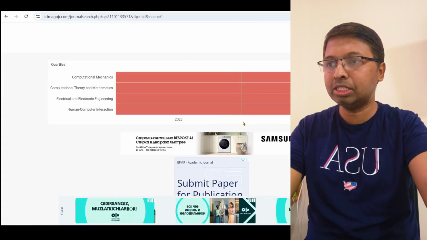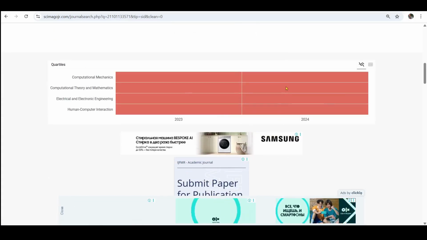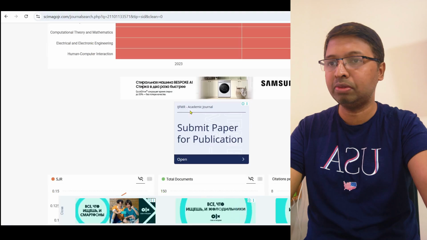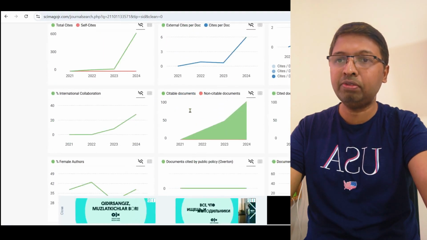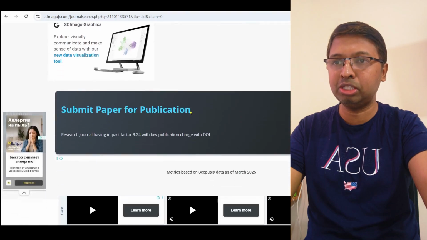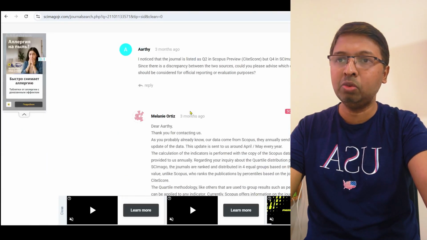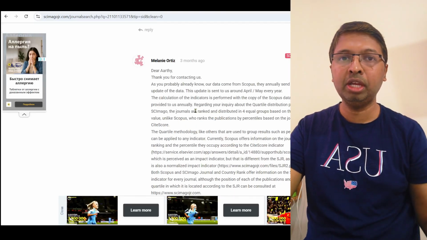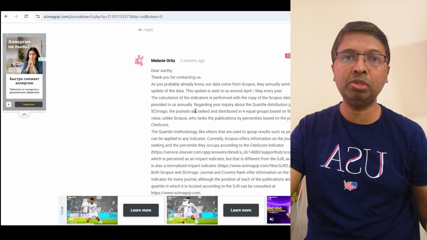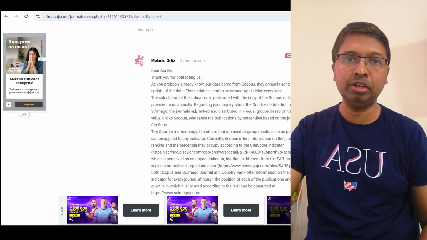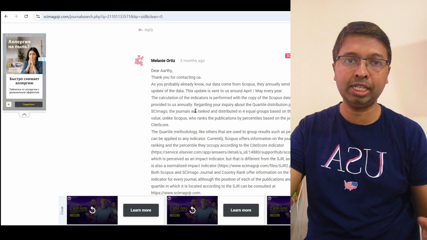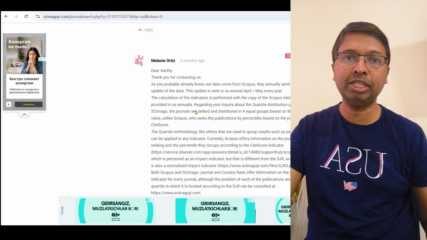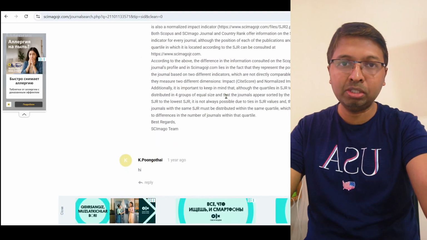So here in the quartiles, it comes under the Q4 quartile under all subject area categories. Okay. So in the scope it is mentioned information not localized. So if you try to browse over, we can find the 2-year, 3-year and 5-year statistics about this particular journal. One particular person has commented whether it is Q2 or Q4. And for this, SCImago Journal Rank has given a reply that the evaluation depends on two different factors. Both these factors are genuine. For example, SCImago Journal Rank has calculated the quartile based on the CiteScore, whereas Scopus has calculated based on the impact rating. So they have mentioned that both these quartiles are correct.